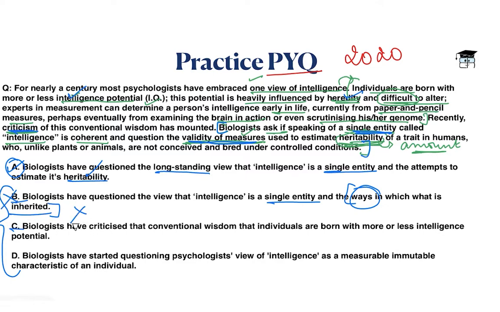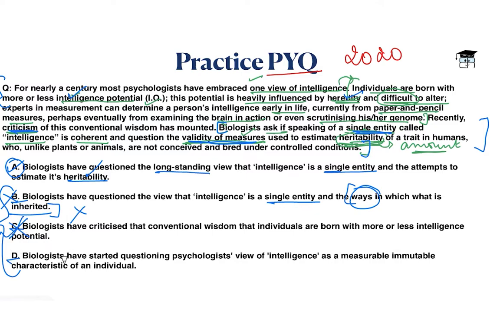Option C. Biologists have questioned, or have criticized, that conventional wisdom that individuals are born with more or less intelligence potential. Okay, now this statement is correct. This is not wrong. This statement signifies the first two lines of the paragraph. Okay, but I know that my major crux, the major summary of the paragraph is present here in the last three lines of the paragraph, right? So this is not clarifying the major objective, the essence of the paragraph. So this cannot be my summary.